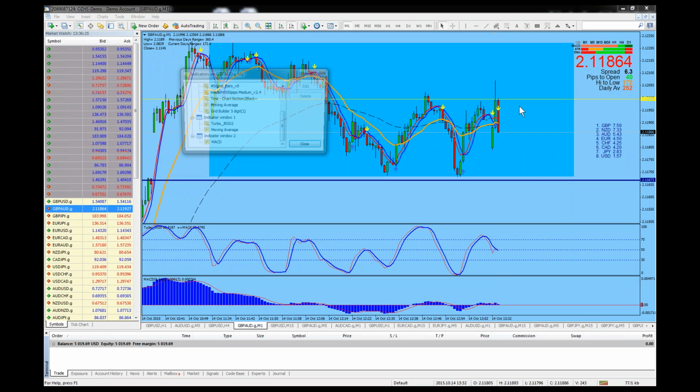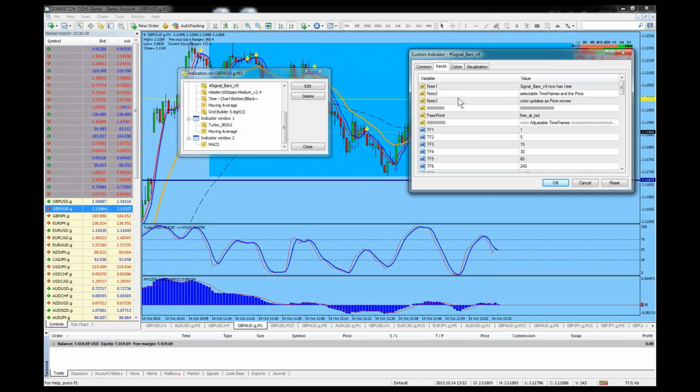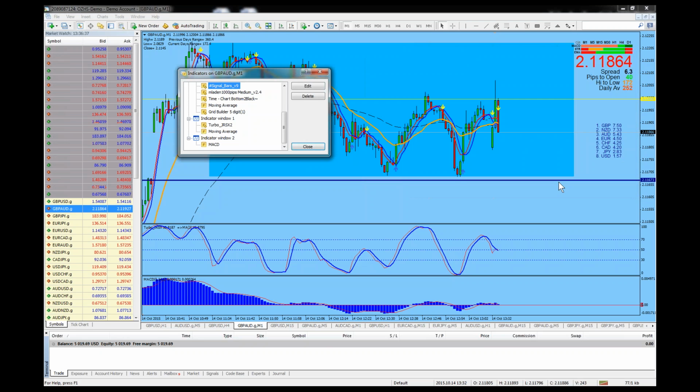Let me go to indicators list. Signal bars, inputs. Let me just change an input here. Make it 5. Okay. So the prices did change, but they're still not moving. The spread's not moving. I think it's frozen again.